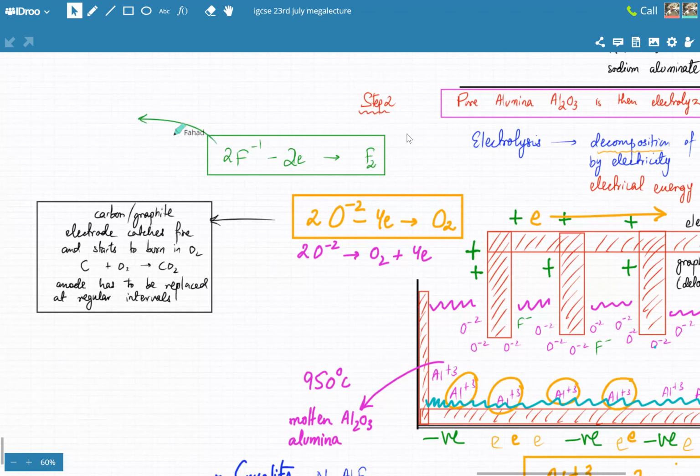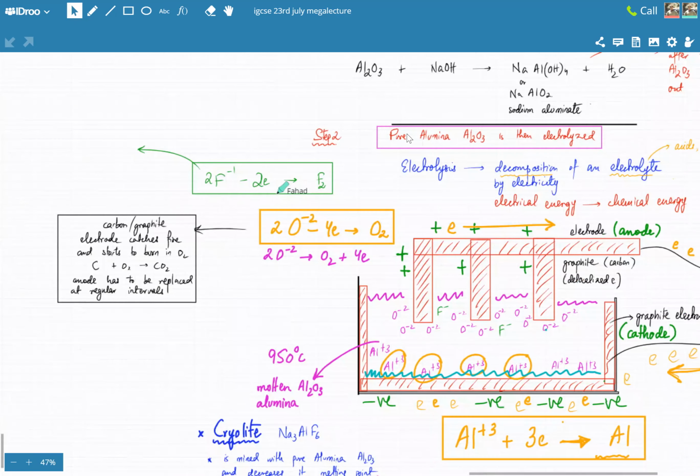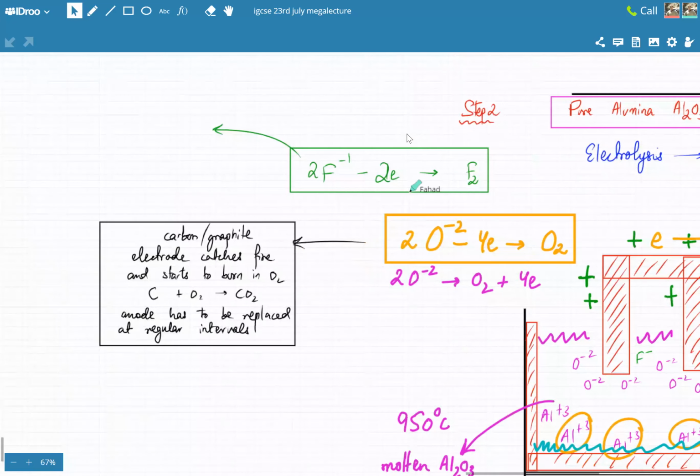But it wouldn't affect the aluminium at the bottom. You're getting the aluminium at the bottom. So we're not really concerned with the anode. So where are you getting?